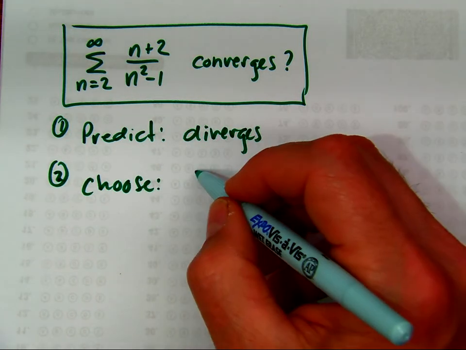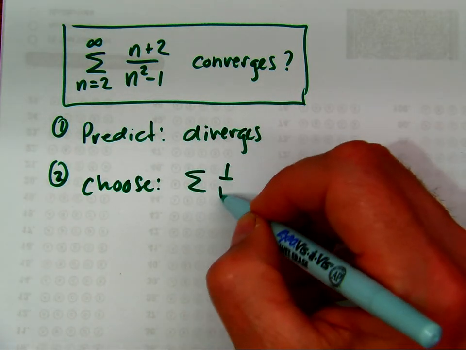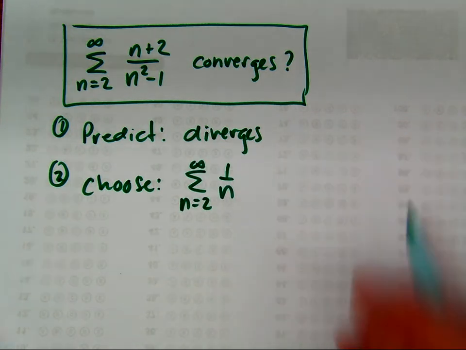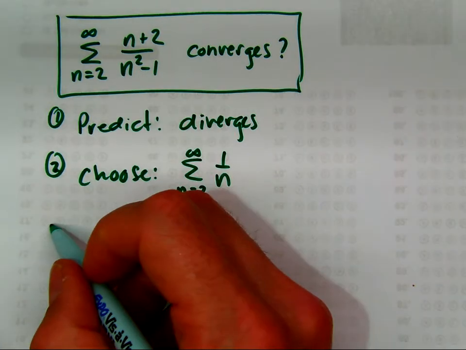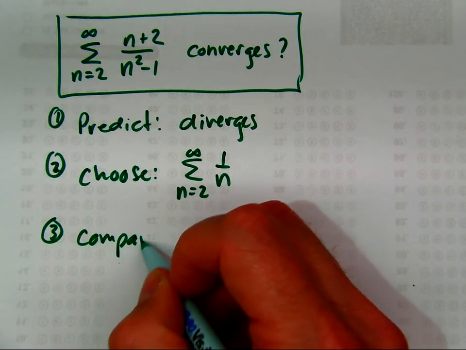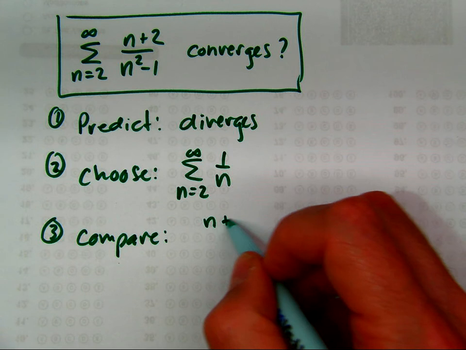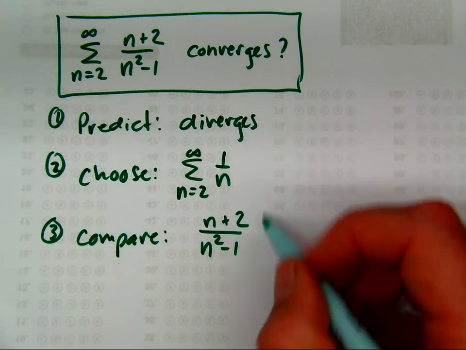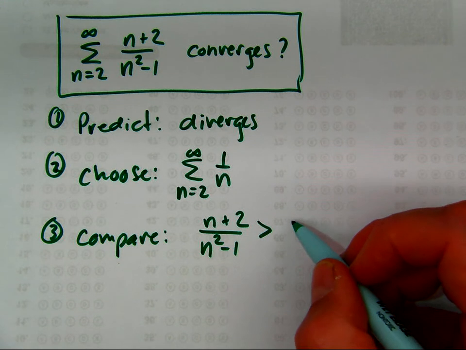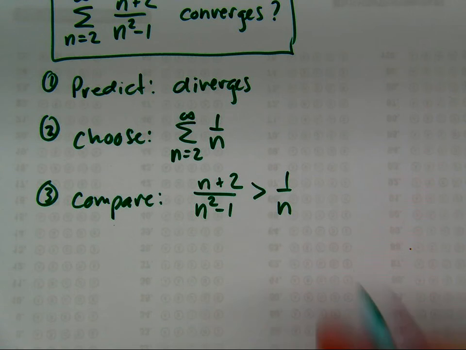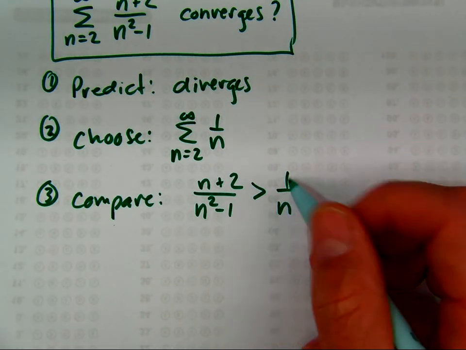And it looks like hopefully we can compare it to the harmonic series. And if we're showing divergence, we want to show that this is greater than this. So before we can say this is greater than that, why don't we write it like this?